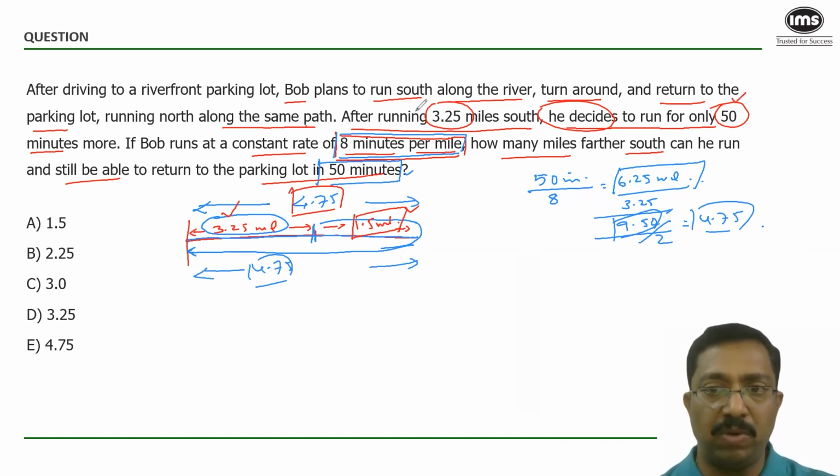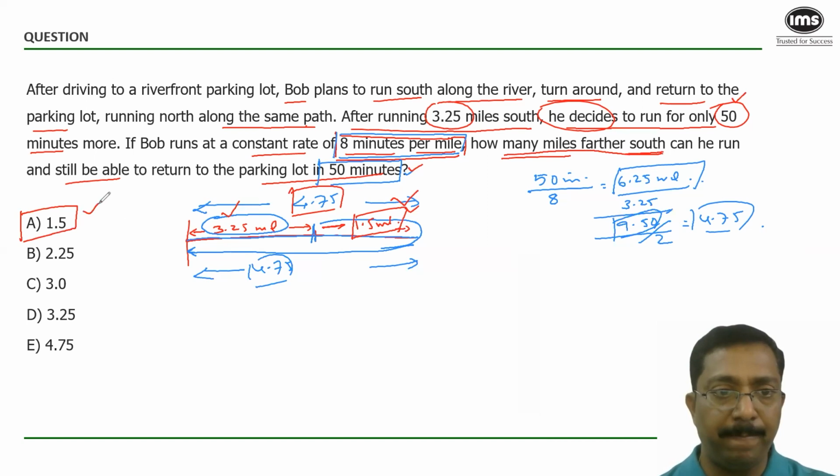And in fact, that's the question he's asking: how many miles further south will he be running? So further south, he'll be running 1.5 miles and then turn around and come back to the parking lot in this 50 minutes time. So the answer to this question must be A.